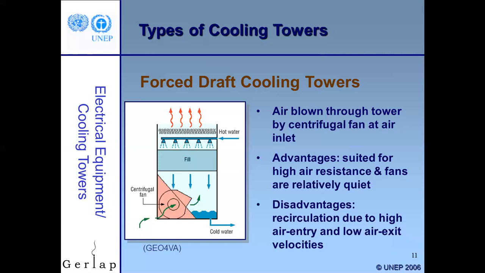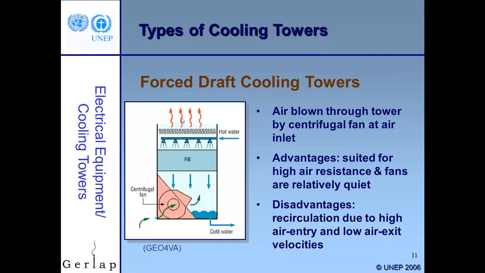So the advantages: it's suited for high air resistance, and the fans are relatively quiet, even though they do tend to use more power per unit of air moved than the propeller fans. And so I would say that is a disadvantage. And what they really talk about here is recirculation. The air coming out the top of this thing, where these little squiggly arrows are lined up, is typically saturated. So the relative humidity is 100%.